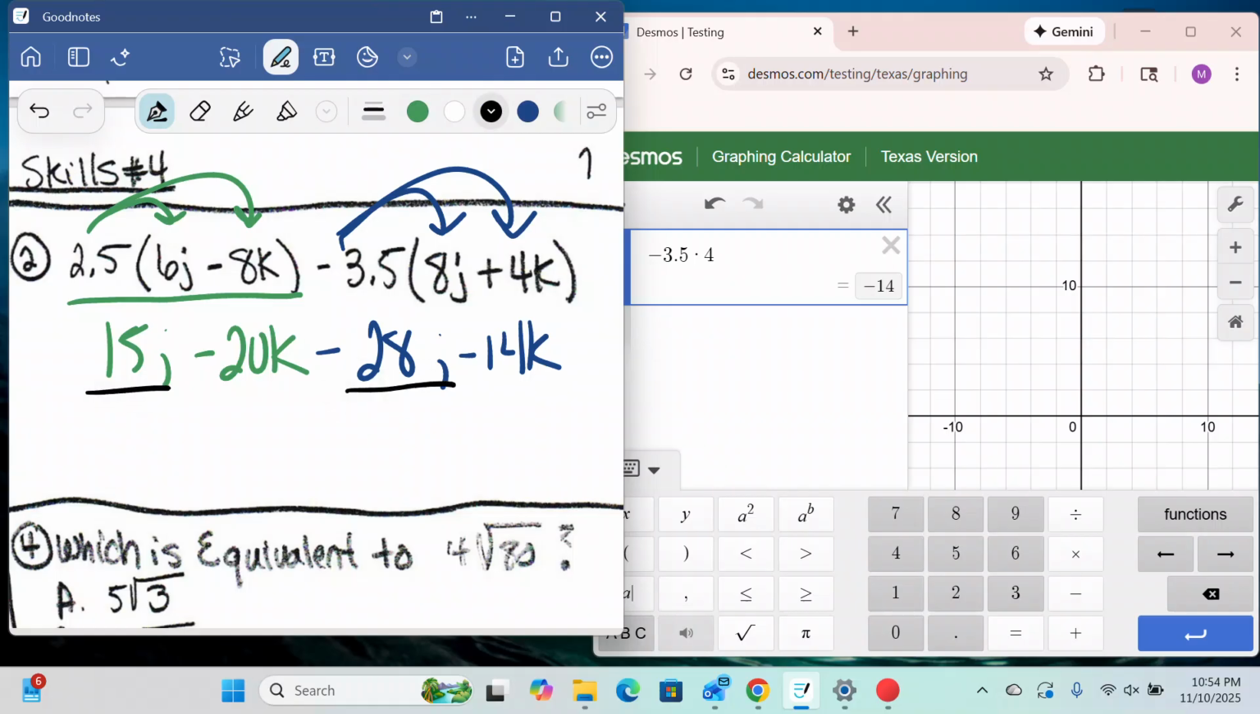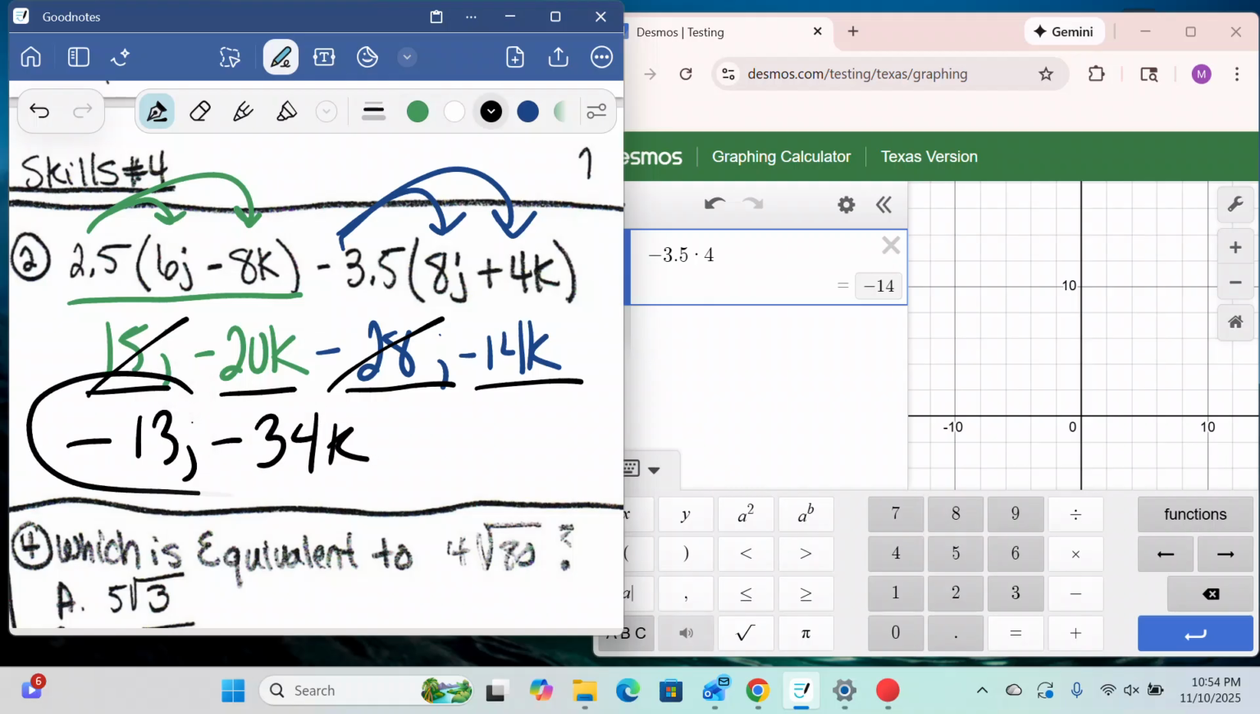So now I'm going to combine the chickens with the chickens and the ducks with the ducks. I'm going to combine the j's with the j's. A positive 15j and a negative 28j gives me negative 13j. Then I have a negative 20k minus a negative 14k, and that gives me a negative 34k. Can I combine chickens and cows? No, I cannot. So that is my final answer.